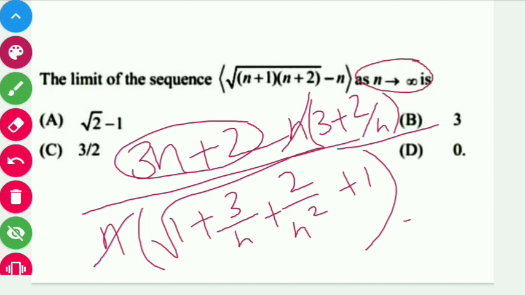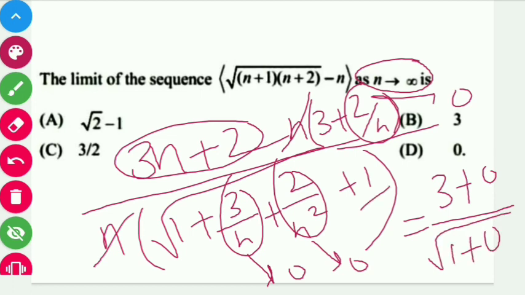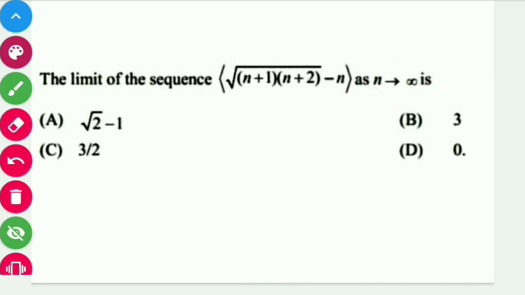So what is the limit? It is just 3 plus, as n tends to infinity, this tends to 0, divided by, now this tends to 0 as n tends to infinity, also this tends to 0. So this is just equal to square root of 1 plus 0, and this plus 1 as it is. So this is just equal to 3 by 2. So this C option is the correct option.